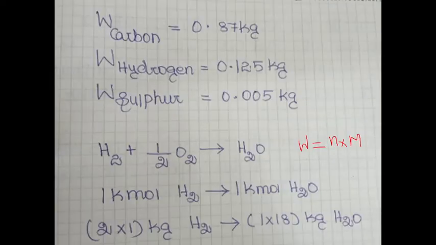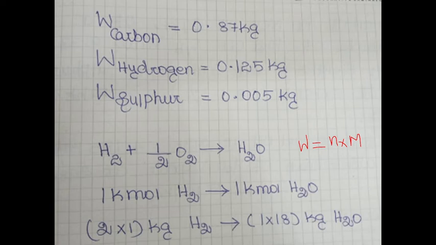Carbon, hydrogen, sulfur composition percentages are given in the problem in terms of weight percentage. So percentages are directly taken as kg. Basis of this problem is per kg. For this reason, weight of carbon is equal to 0.87 kg, weight of hydrogen is equal to 0.125 kg, weight of sulfur is equal to 0.005 kg.